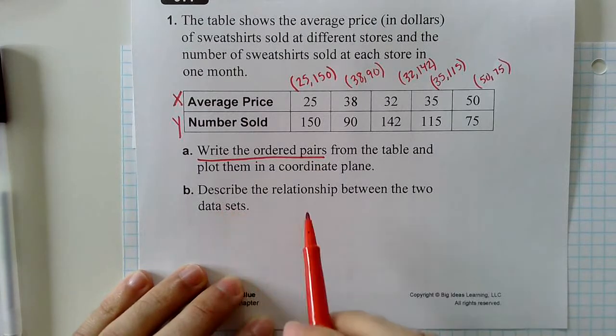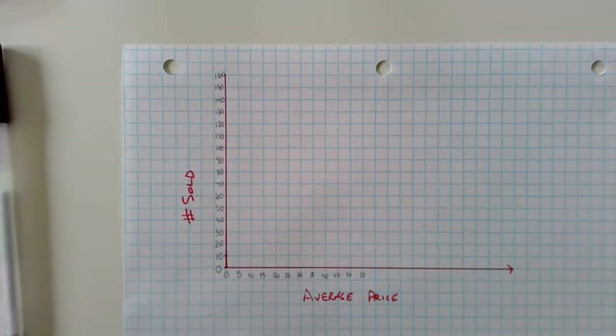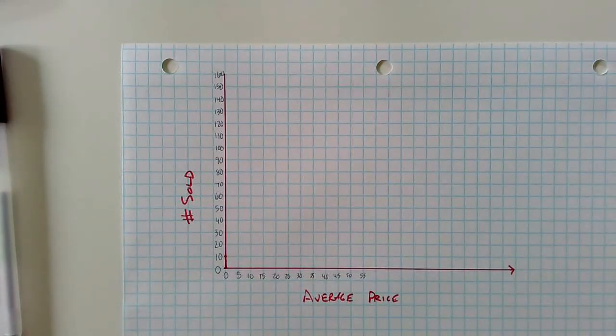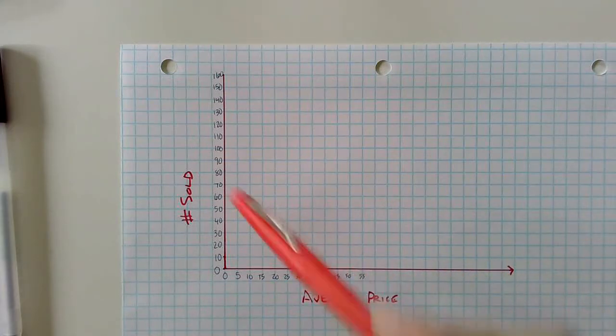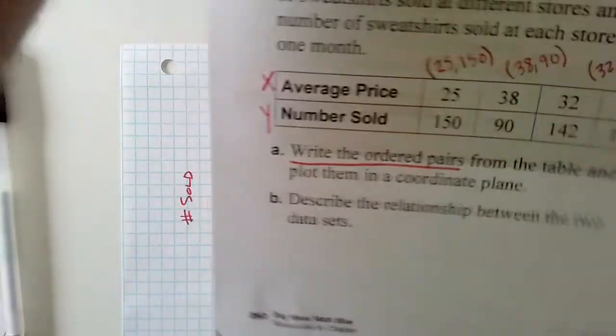Now it says describe the relationship between them. Let's think about, without even the numbers, what's the relationship between price and things sold? Well, typically, as the price of stuff goes up, do we sell more or do we sell less? Typically you sell less things when they're more expensive, and vice versa. When it's less expensive, you sell more things. So in this case, I would anticipate seeing that as the price gets higher, the number sold is going to get lower. So let's go ahead and graph these points.